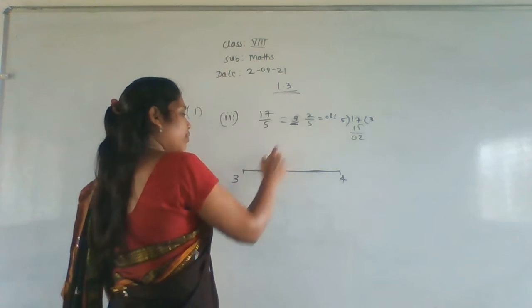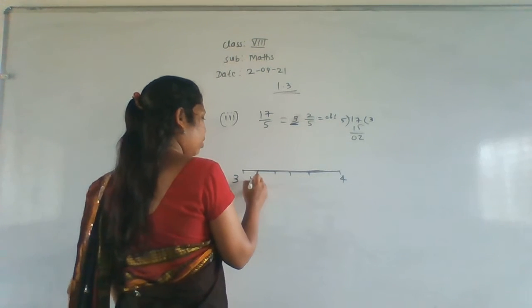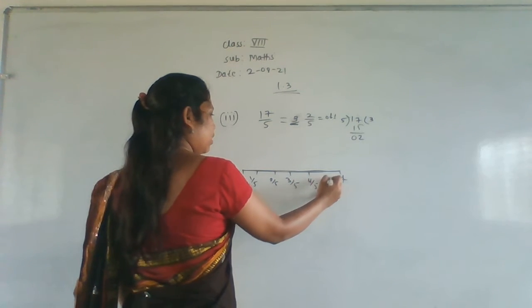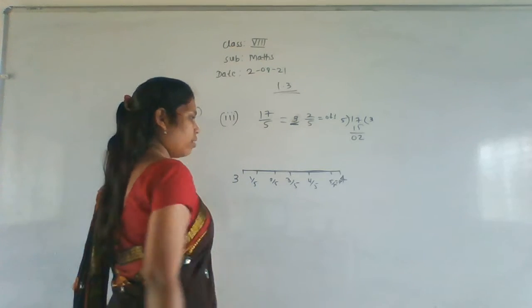So how many equal parts? 5 equal parts. 1, 2, 3, 4 and this will be 5. 1 by 5, 2 by 5, 3 by 5, 4 by 5 and this will be 5 by 5, that will equal to 1. 1 into 4, that is a 4 over here.